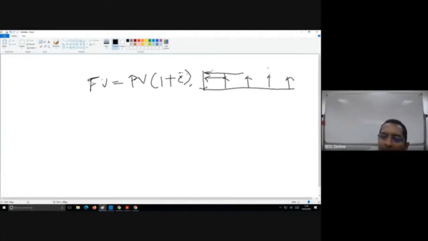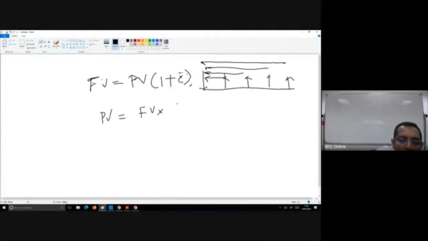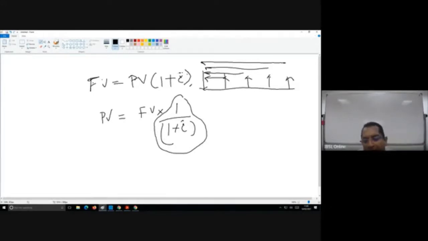We have to find the present values of all future cash flows. So present value equals future value into 1 plus I, right? This is called the discounting factor. Present value is today's value. Future value is the value we will get in the future. This is 1 upon 1 plus I, which is called the discounting factor, right?